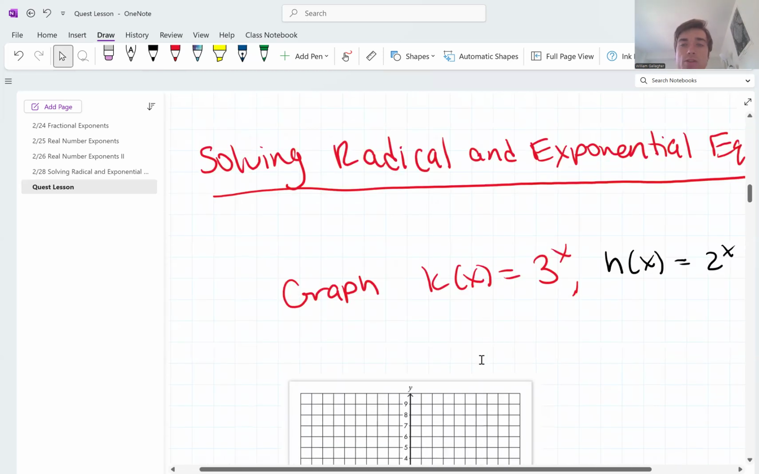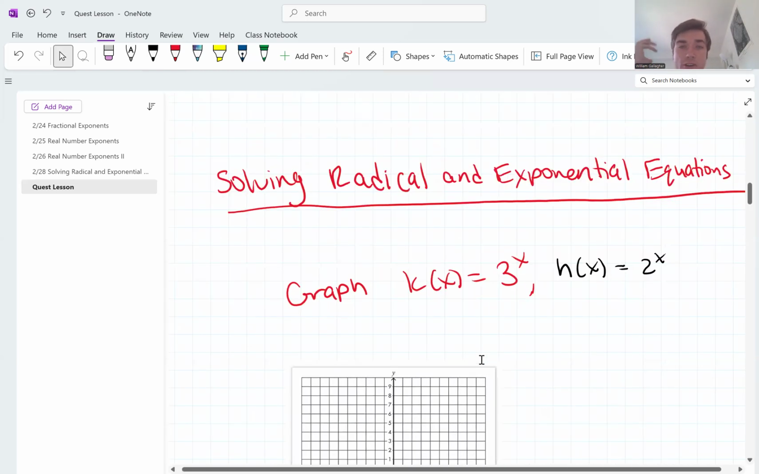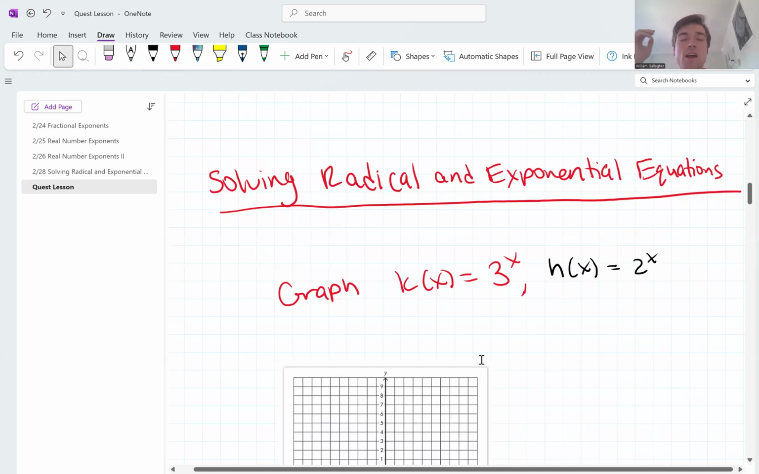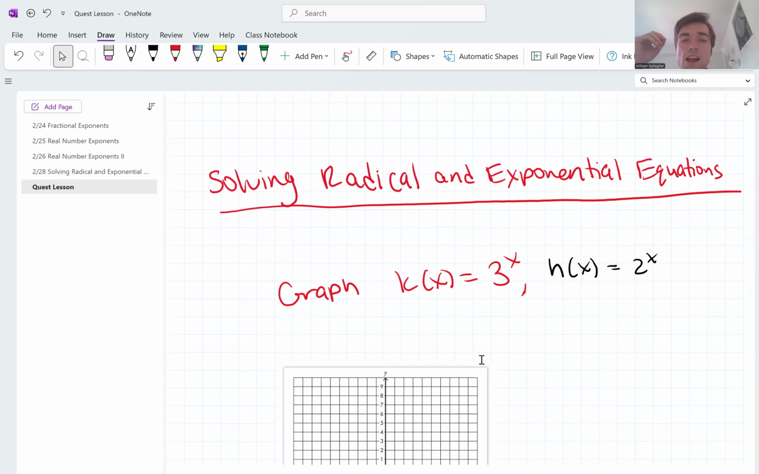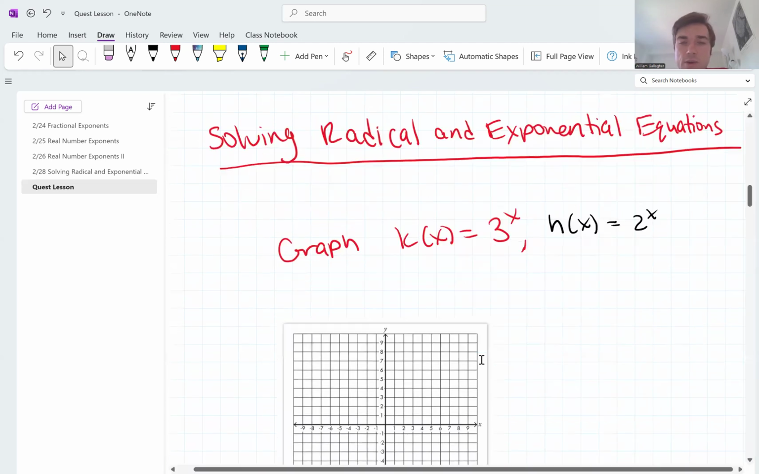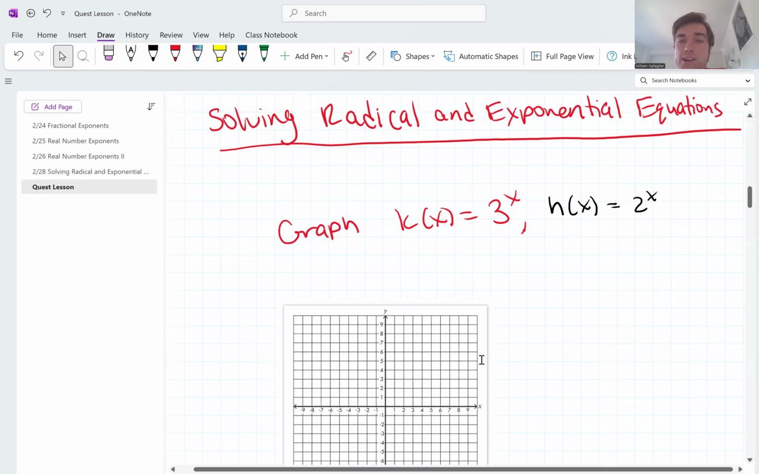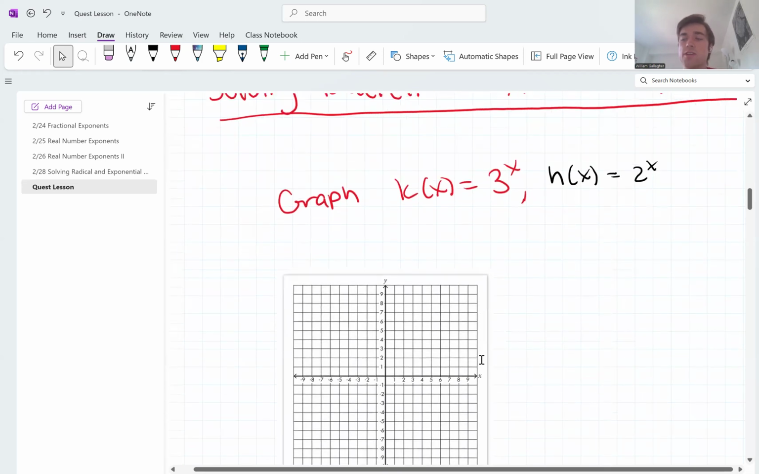And so now, if you want to open your notebook to a new page, you can date it whichever date you fill it out, but we're going to be talking about solving radical and exponential equations. And so here we have k of x is equal to 3 to the x, and then h of x is equal to 2 to the x.